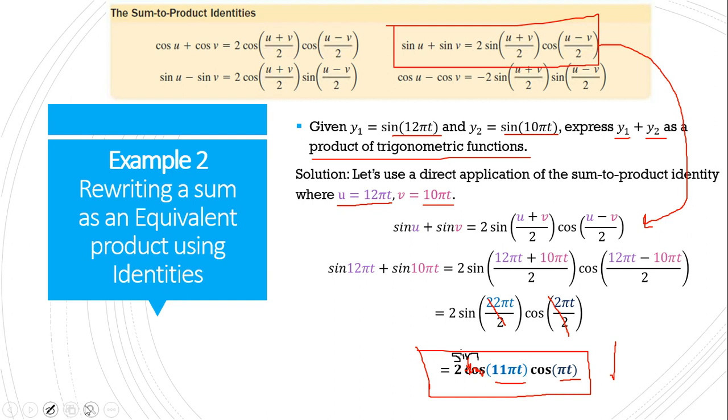So crazy. I thought I fixed the typos on this. My bad. I'm so sorry. 2 times sine 11 pi t cosine pi t.